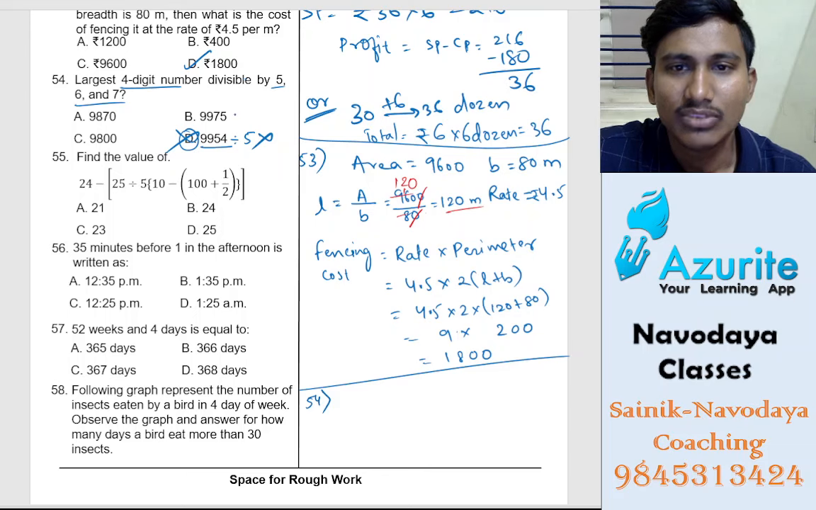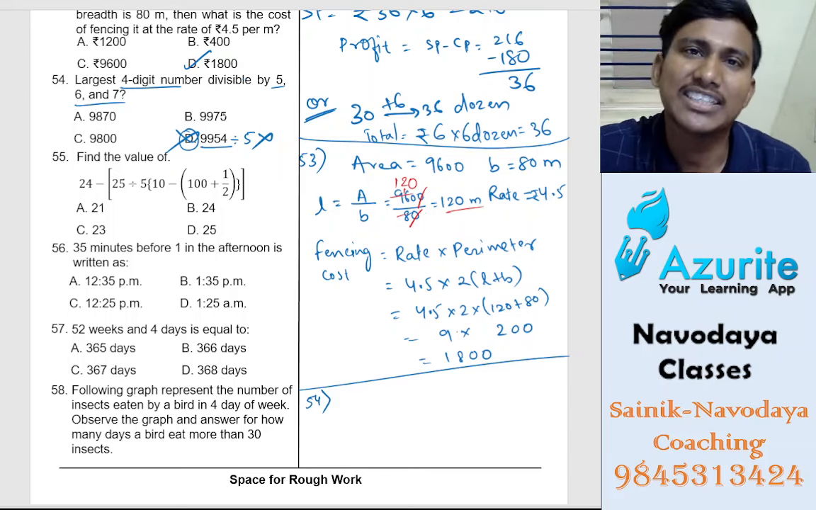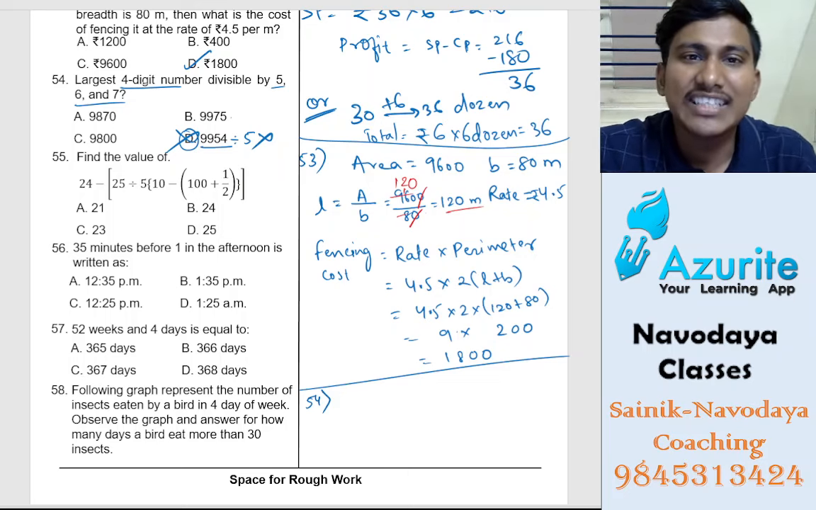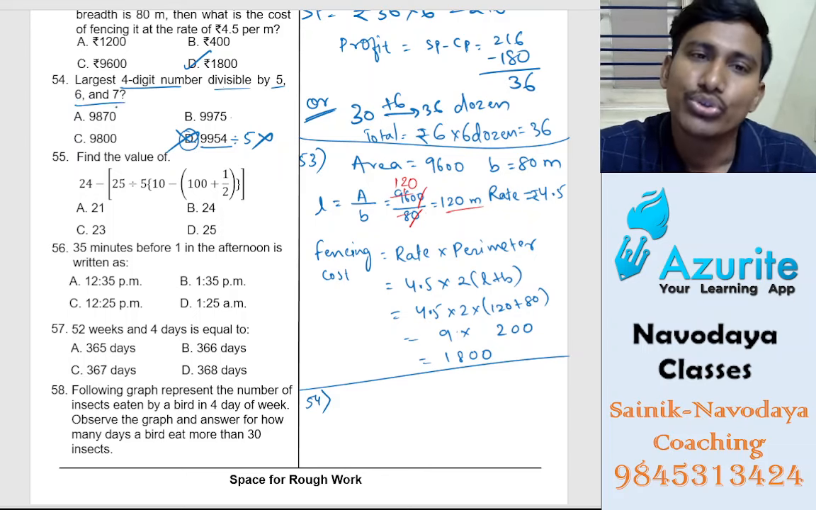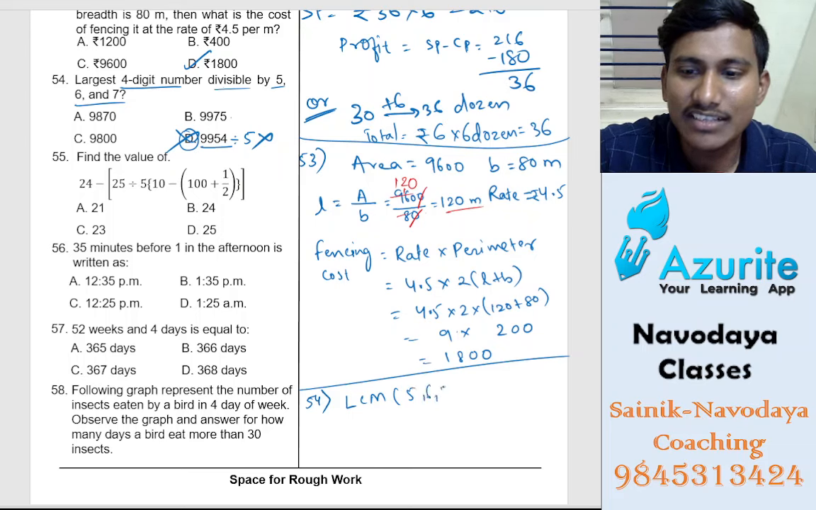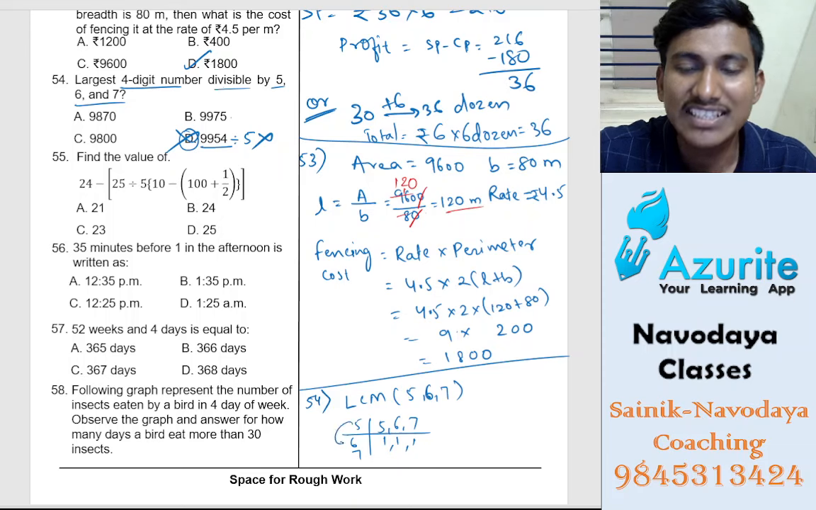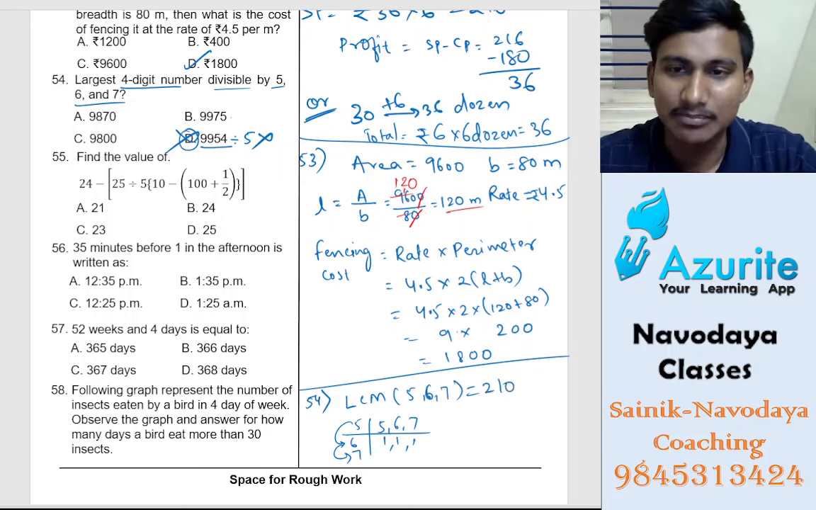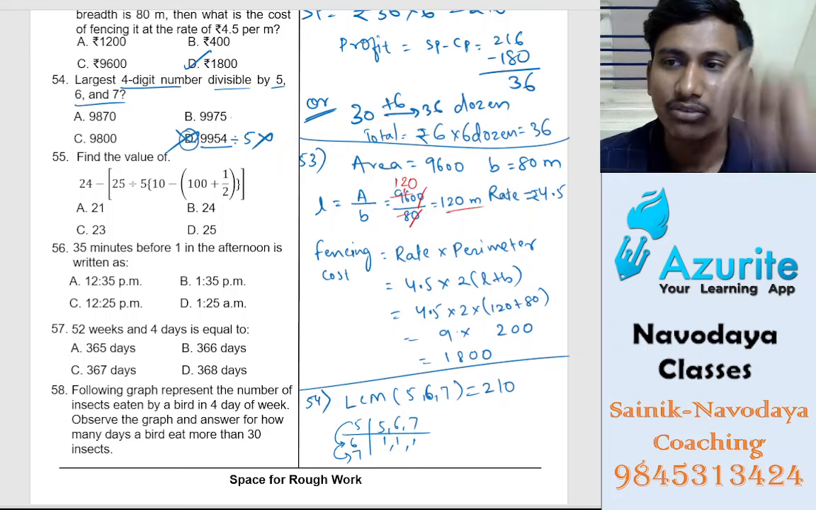So if you go with 9975, will it be divisible by 7? You check it. If you want, you can divide it, or you can apply the divisibility rule of 7. Or one more shortcut is, if it is the largest divisible by 5, 6, 7, you should take the LCM of 5, 6, 7. So 5, 6, 7 LCM will be how much? 5 1s are 5, 6 1s are 6, 7 1s are 7, because it will not come in any same table. So 5 6s are 30, 30 7s are 210. That is the LCM.